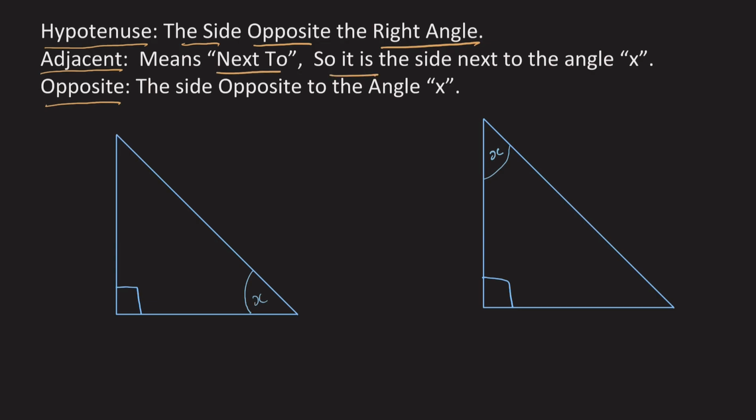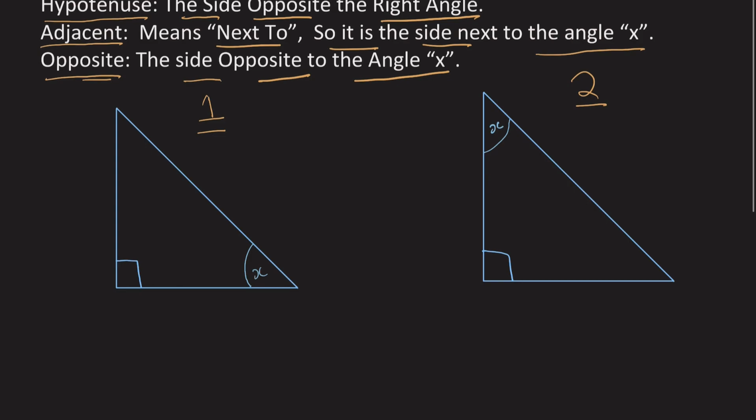So it is the side of the triangle which is next to the angle x, or whatever angle you get given in the question. Opposite means the side which is opposite to the angle x, or whatever angle you get given in the question. So now let's look at the triangles below. We'll let this be triangle number 1, and this will be triangle number 2.